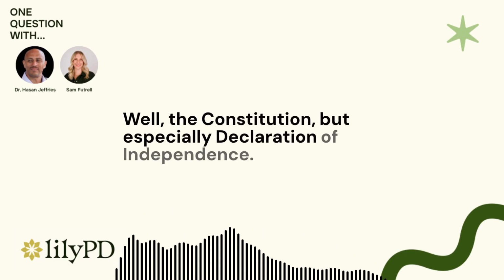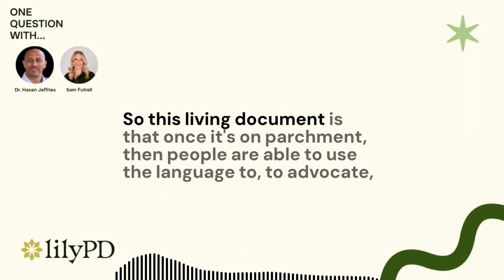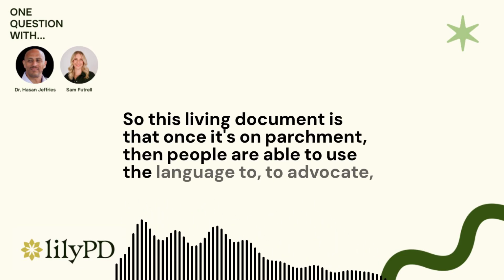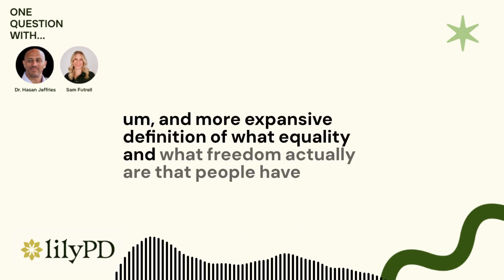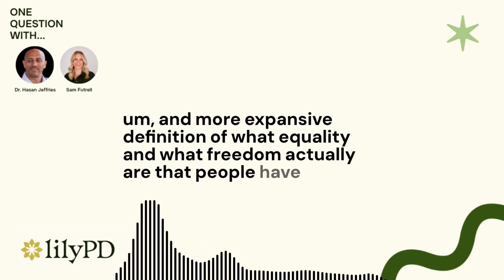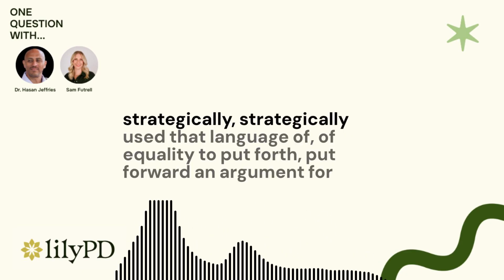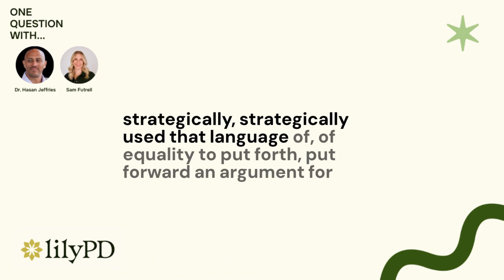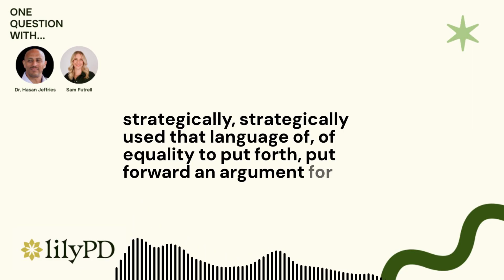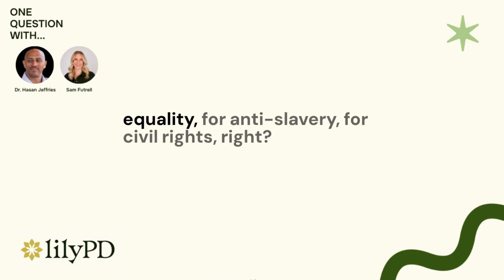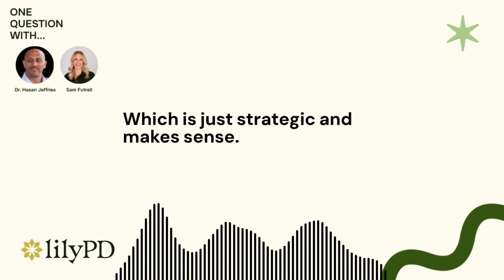So, well, the Constitution, but especially the Declaration of Independence. So this living document is that once it's on parchment, people are able to use the language to advocate a more expansive definition of what equality and what freedom actually are. People have strategically used that language of equality to put forward an argument for equality, for anti-slavery, for civil rights, right? Which is just strategic and makes sense.